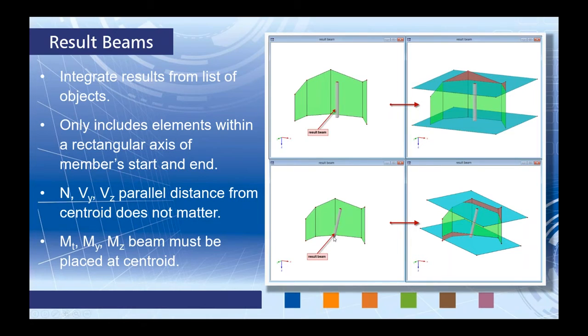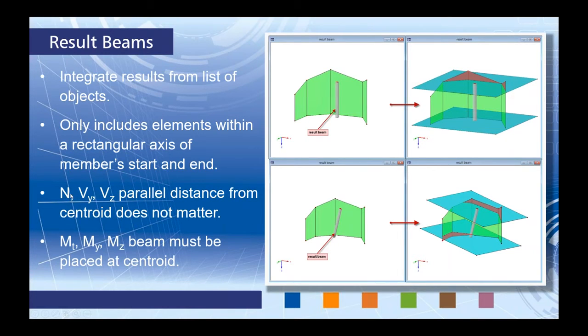We can even model a result beam at an angle. You can model a result beam in every which way that you'd like, but again, you're going to exclude these red shaded portions purely because the boundaries will be controlled by those same planes at an angle as well.